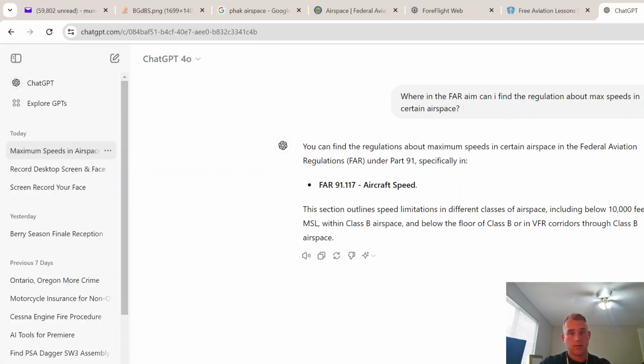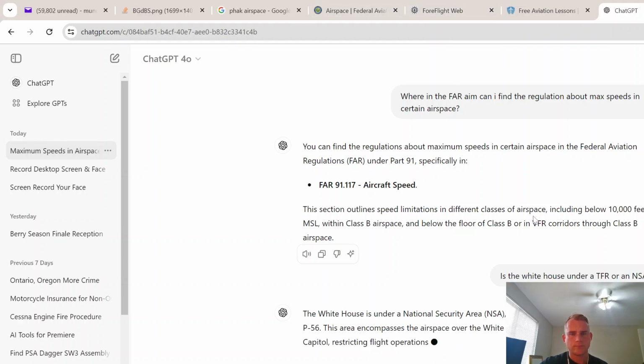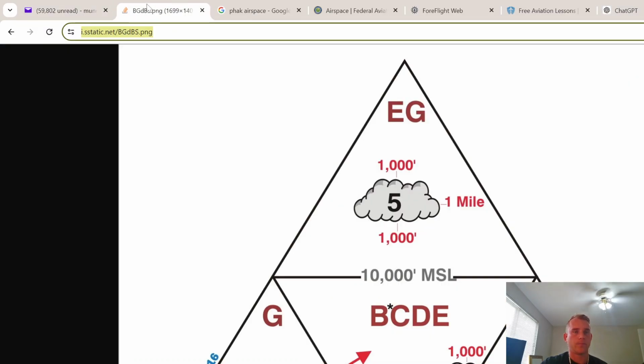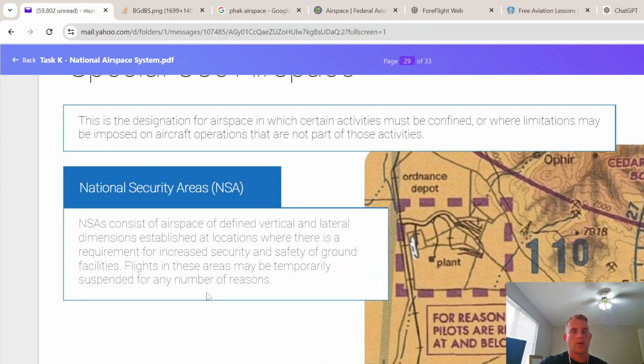Let's see. Let's do this. Is the White House under a TFR or an NSA? So it's under a prohibited area. Okay, got it. Cool. I've been curious about that.